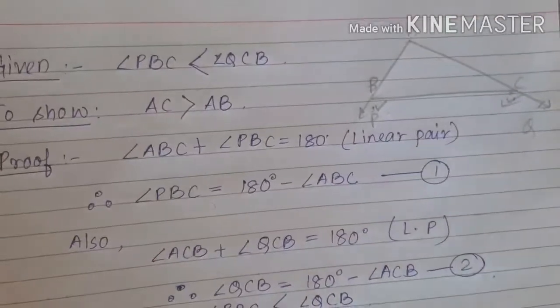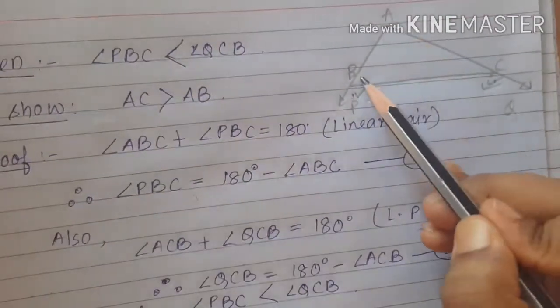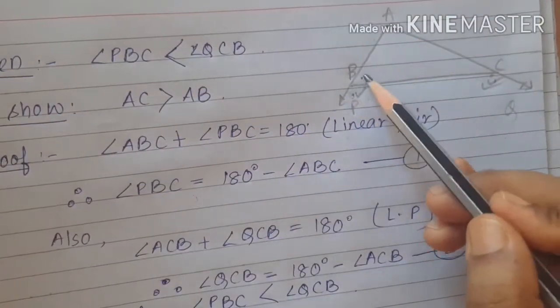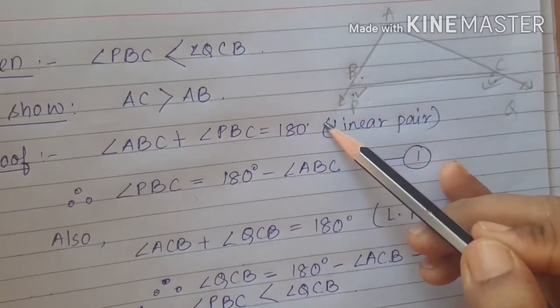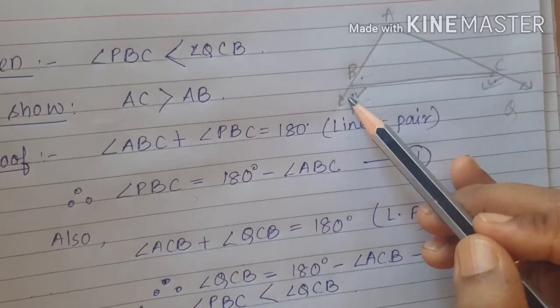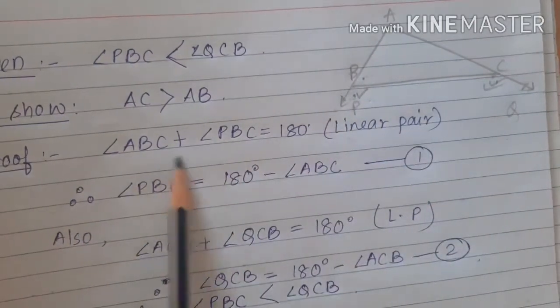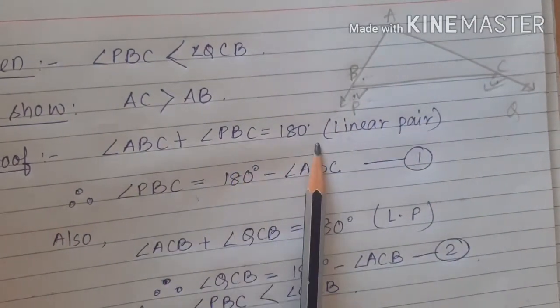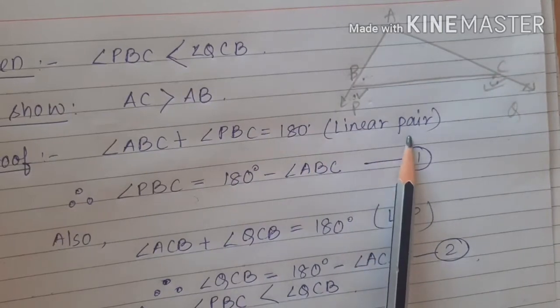We can write this angle plus this angle is equal to 180 degrees, as ABP is a straight line. These two angles form a linear pair of angles. So angle ABC plus angle PBC is equal to 180 degrees. You have to write in brackets, that is linear pair.